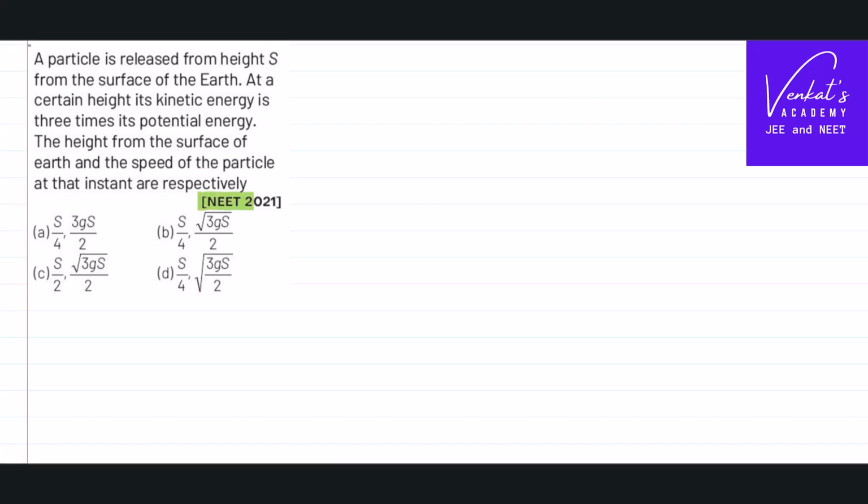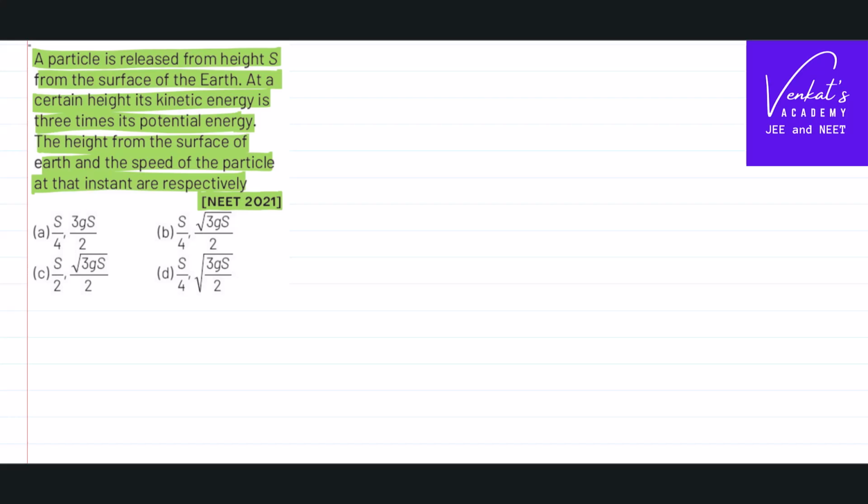The NEET 2021 question from work, power, energy. Let me read out the problem for you. A particle is released from a height s from the surface of the earth. At a certain height, its kinetic energy is 3 times its potential energy. Then what is the height from the surface of the earth and the speed of the particle at that instant, respectively? It's a very simple problem.